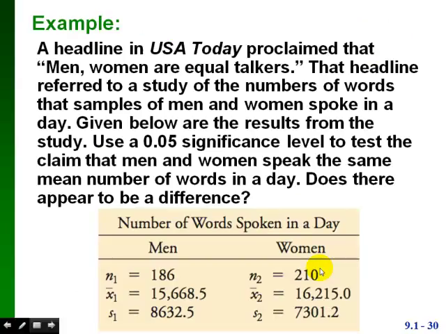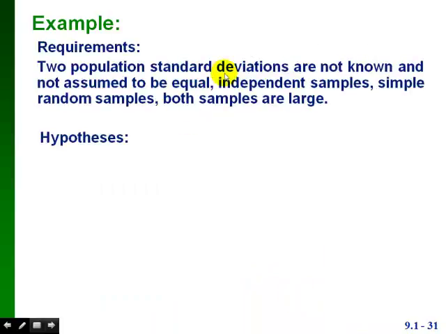Here's an example. We're going to start out by testing the claim here that men and women speak the same mean number of words in a day. So we've already got our sample data all laid out for us. And notice here that men are the first sample and women are the second sample. And we're assuming we don't know the population standard deviations, that we have two independent samples, that they're both simple random samples, and both samples are large enough by far to satisfy the greater than 30 requirement.